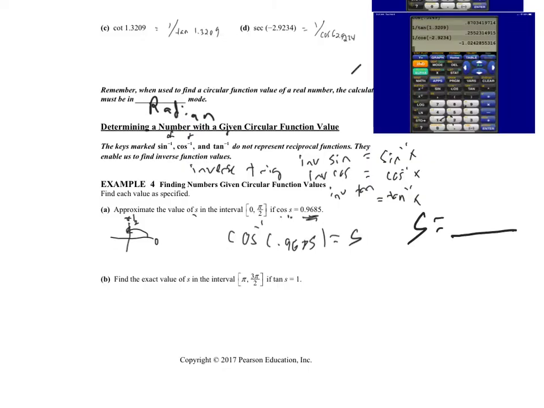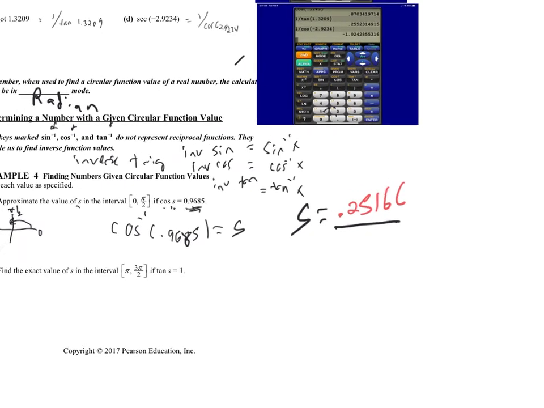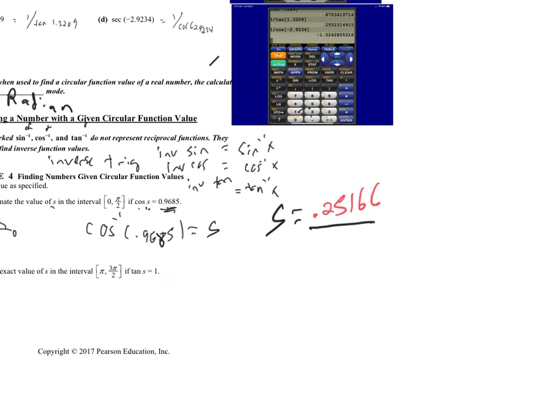Inverse cosine 0.9685. 0.25166. And since it's in radians, I don't need any unit. I can say it if I want to, or I don't need to, whichever you want.